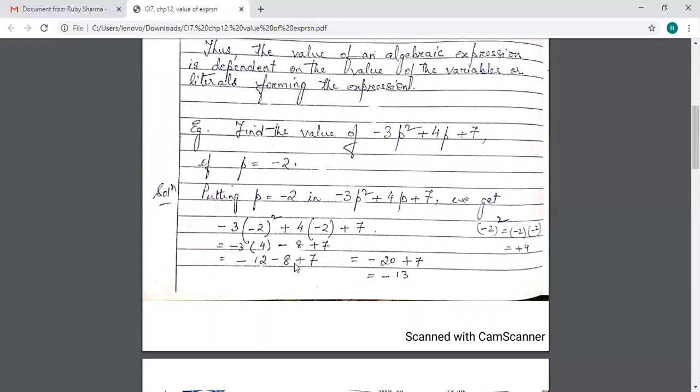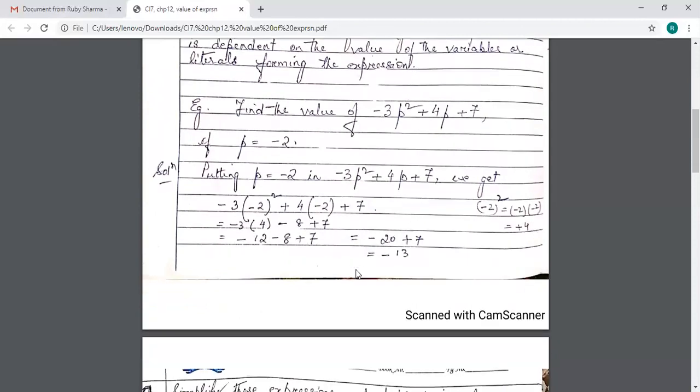So after this, you calculate the value. This is up to you how you calculate. Whether you can add up minus 12 minus 8 first, as I have done, plus 7. It's up to you how you do it.